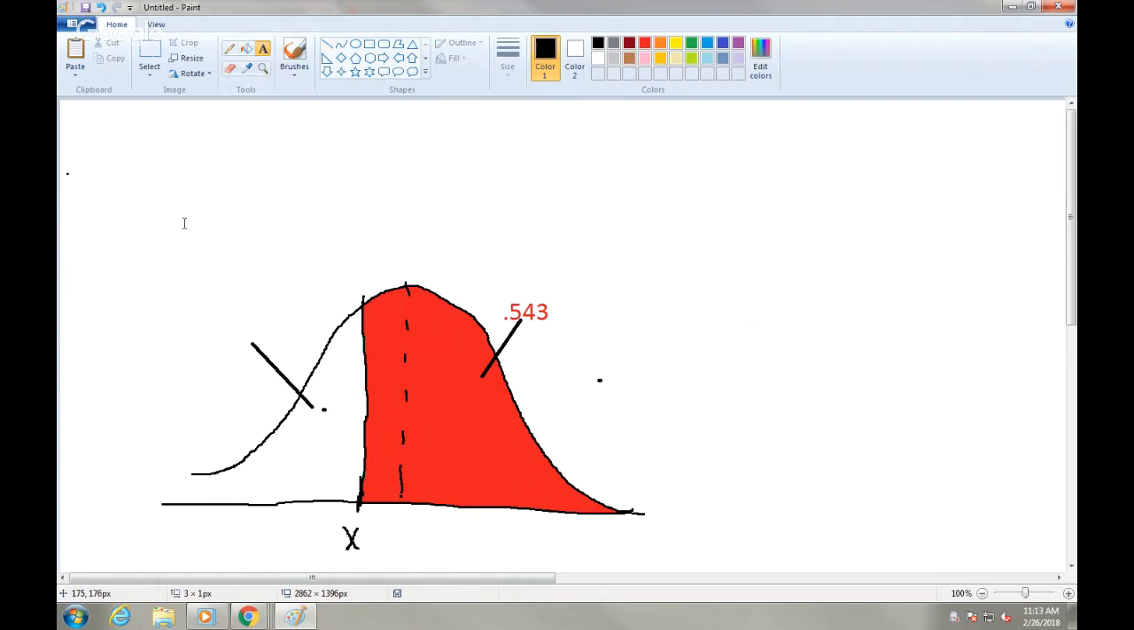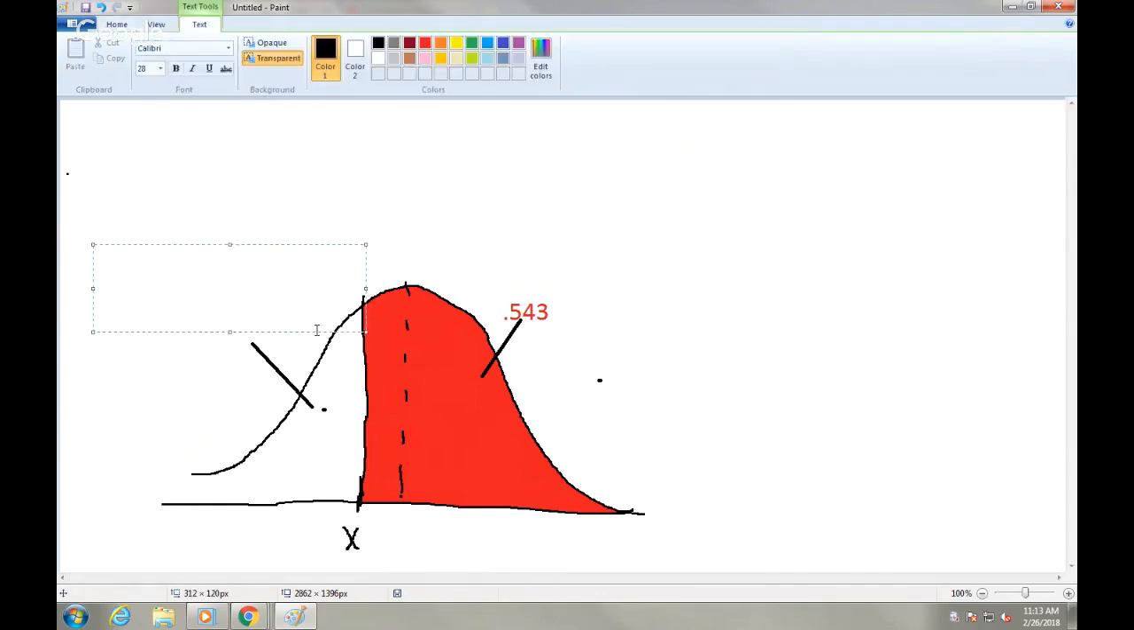What must this area right here be equal to? How will we find that area again? It's got to be 1 minus 0.543, which is equal to 0.457. Okay.